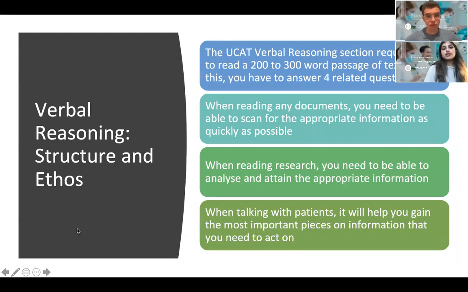So firstly, we'll talk about verbal reasoning. Verbal reasoning is the section that I mentioned previously, where you get a passage of text. It's normally between 200 and 300 words, and after this, you have to answer 4 questions related to that passage.